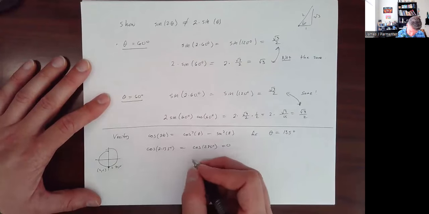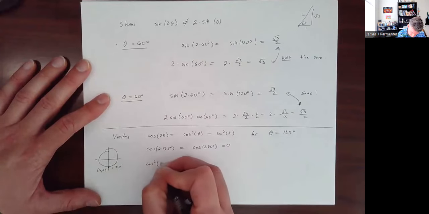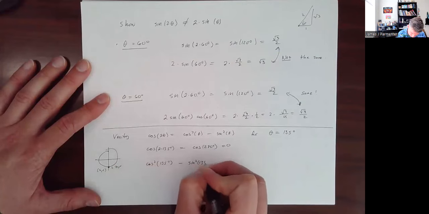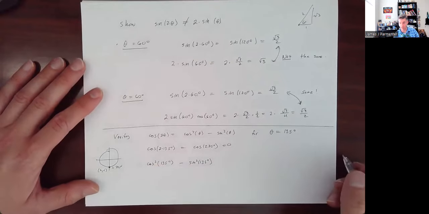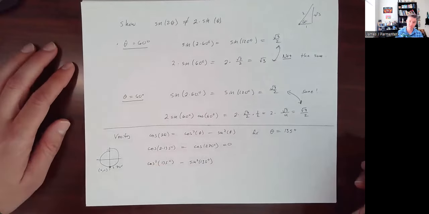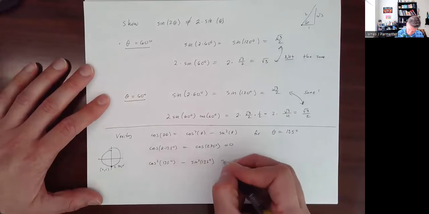Then let's make sure that it works out. So cosine squared of 135 degrees minus sine squared of 135 degrees. Well, my reference angle is 45 degrees. And I know that cosine of 45 is root 2 over 2, and sine of 45 is root 2 over 2. Cosine of 135, again, we're in quadrant 2.